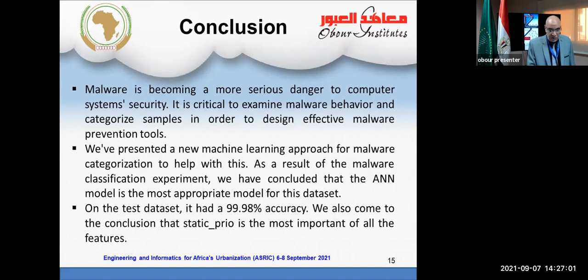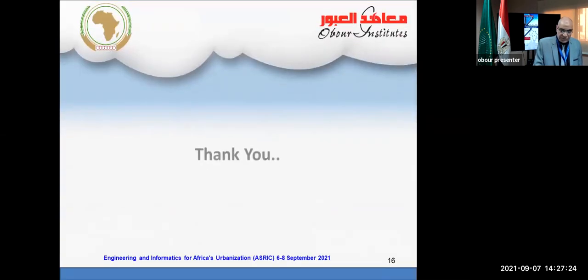As a result of the malware classification experiment, we have reached the conclusion that the artificial neural network model is the most appropriate model for this data set. On the test data set, it had 99% accuracy. We also conclude that static proof is the most important of the features. Thank you.